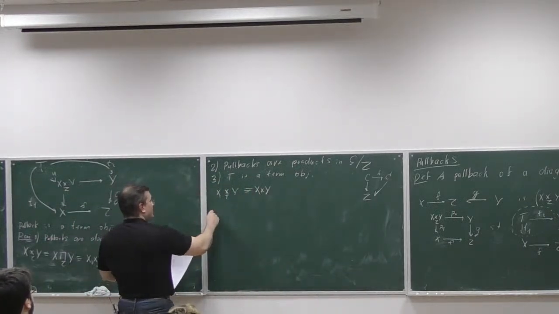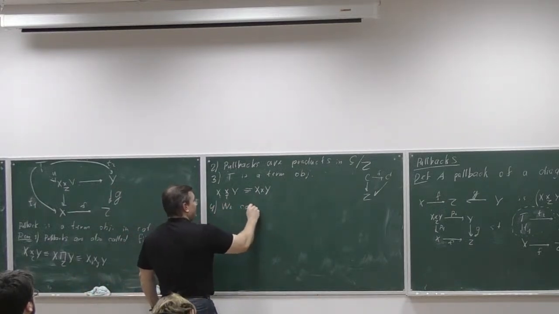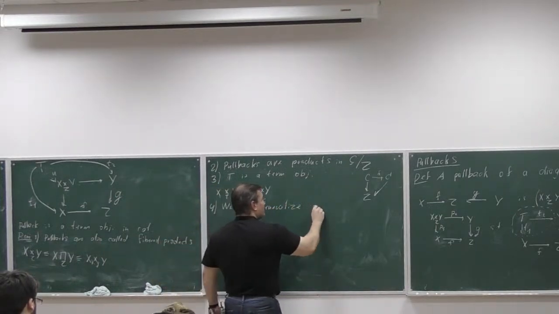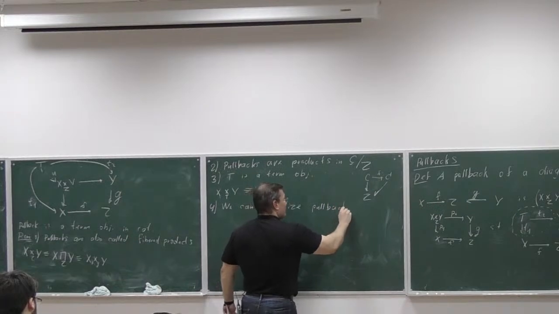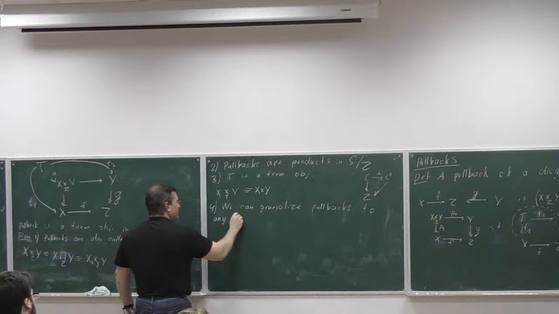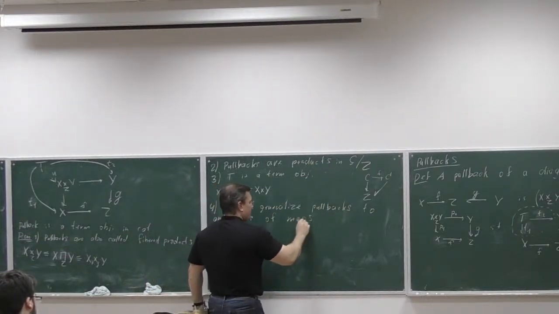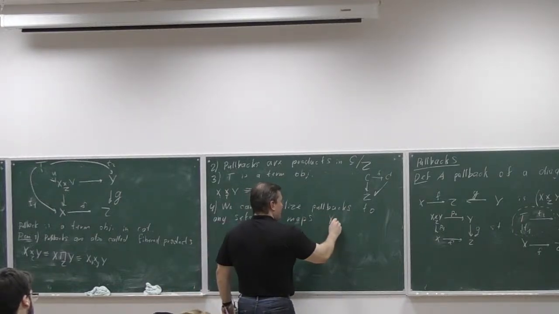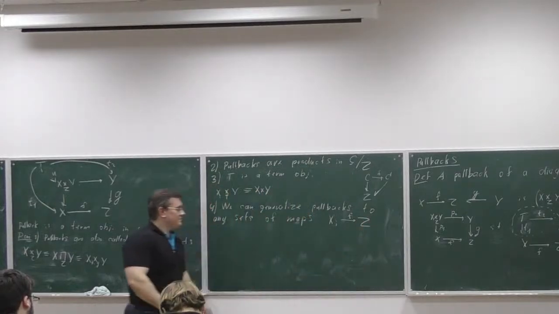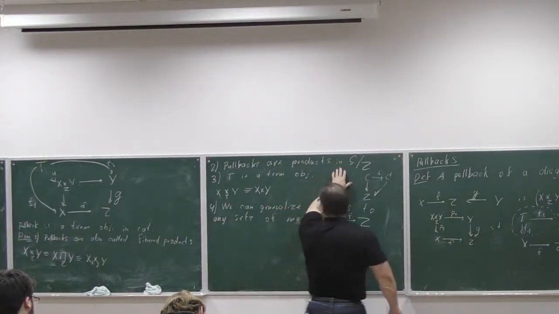One more remark. We can generalize pullbacks to any sets of maps. So X_i, f_i, and these are mapped to some fixed object Z. Well, this of course immediately also follows from remark 2.